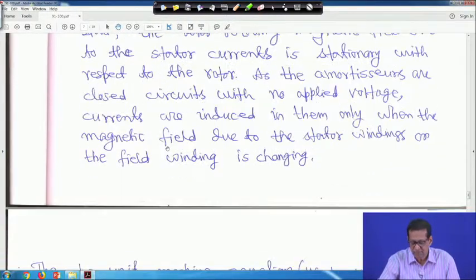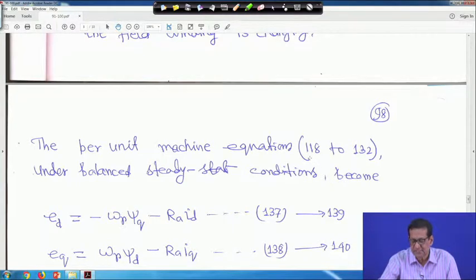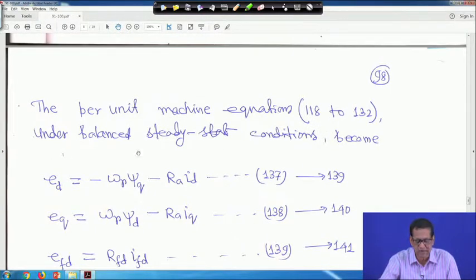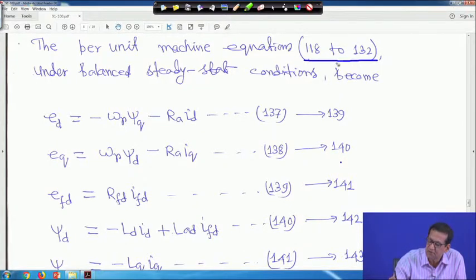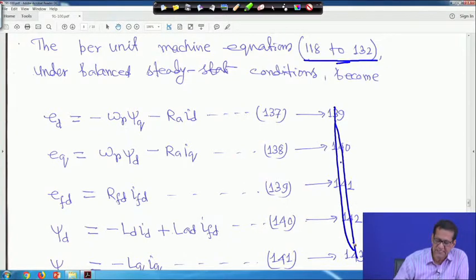So, the per unit machine equations, that is from 118 to 132, under balanced steady state condition become like this. In all these cases the p psi terms you drop, and rewrite those equations. Ed will become minus omega r psi q minus Ra Id, all these in per unit. This is equation 137. Similarly, Eq is equal to omega r psi d minus Ra Iq. This is equation 138.